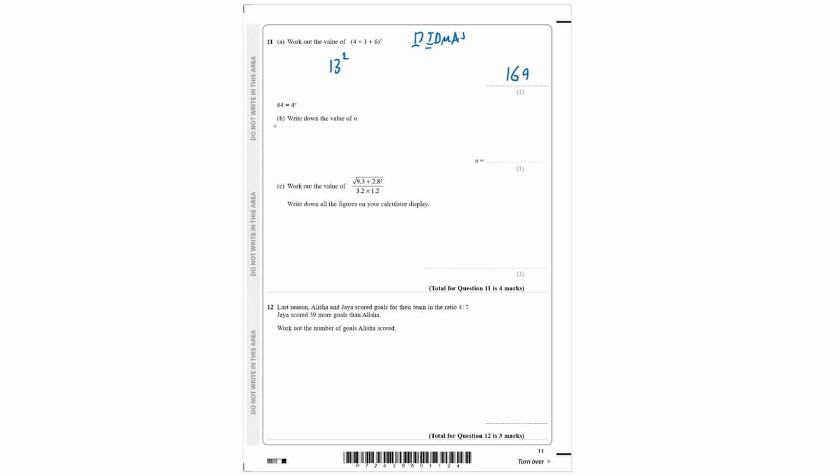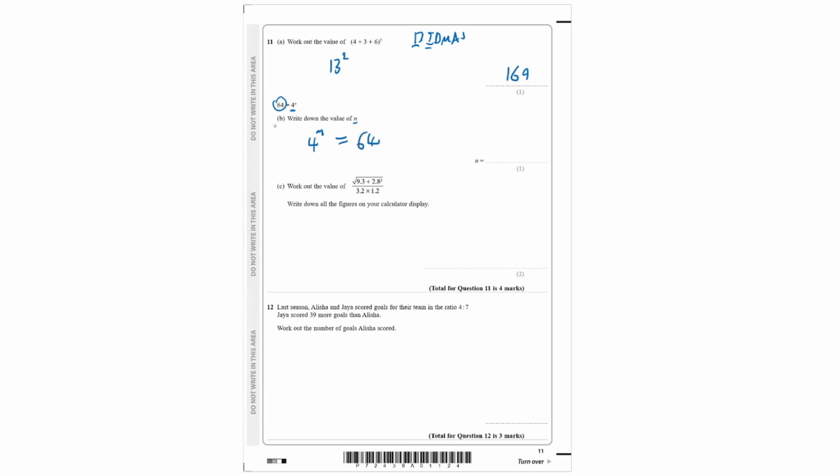64 is equal to 4 to the power of n. Write down the value of n. So we have to convert 64 to a base of 4. So we can see here that 4 to the power of something is equal to 64.